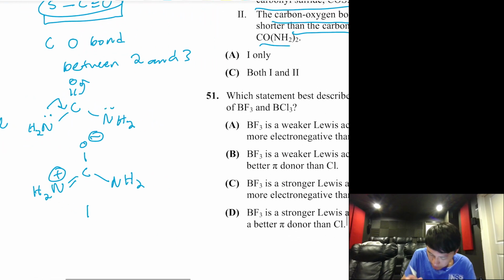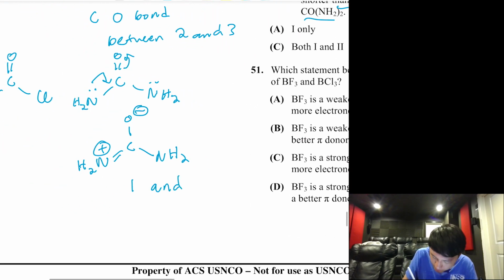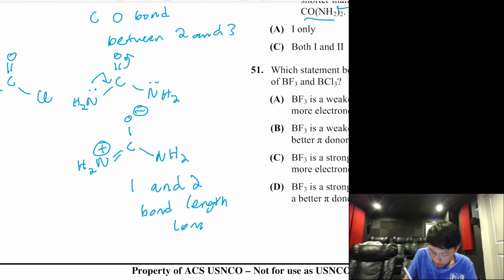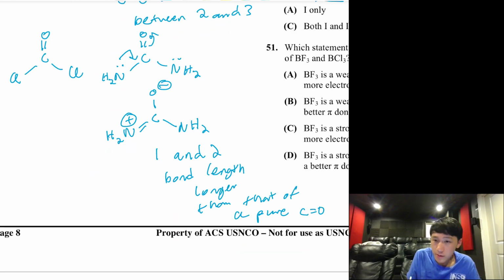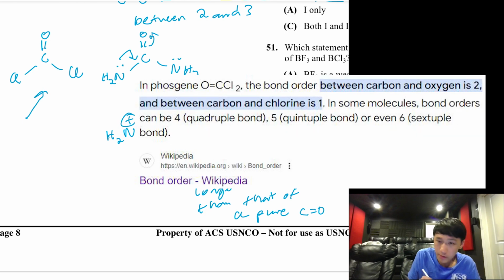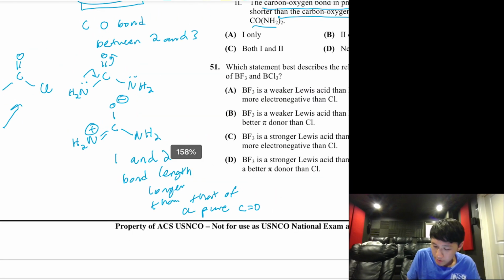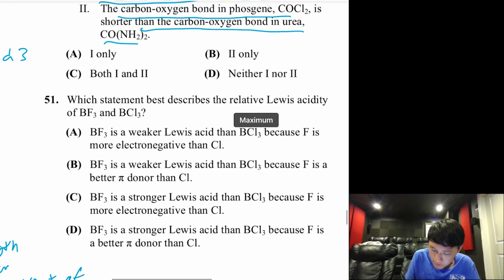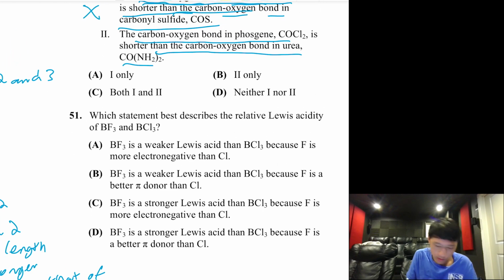And we know that the carbonyl bond, this carbon-oxygen bond, is actually going to have a bond order somewhere between 1 and 2. Therefore, the bond length is going to be longer than that of a pure C double bond O. A pure carbon-oxygen double bond is something we almost observe in phosgene, at least much more so than urea. So therefore, we can say that the carbon-oxygen bond in phosgene is shorter than the carbon-oxygen bond in urea. So therefore, 2 is correct, and our answer is B, 2 only.